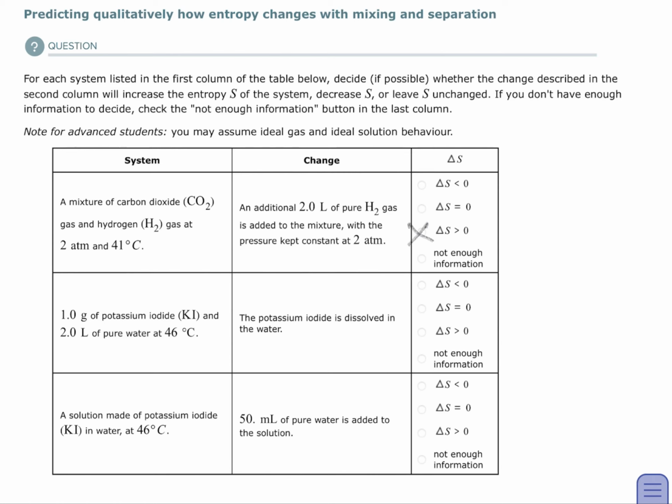So I've got carbon dioxide and hydrogen as a mixture. I'm adding more hydrogen, I'm adding more material, I'm adding more molecules. I have more randomness. Because of that, I have a higher entropy. My entropy has gone up.